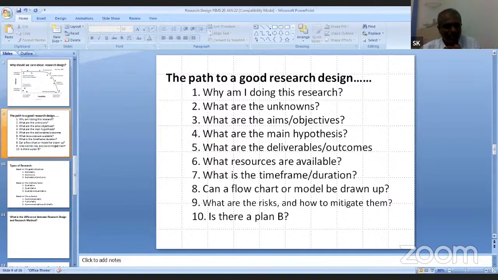Number 10, most important, is there a plan B? What does it mean when I say here, is there a plan B? Anybody? What is the context here about the plan B stuff? What do we say when, or why do we say, is there a plan B?